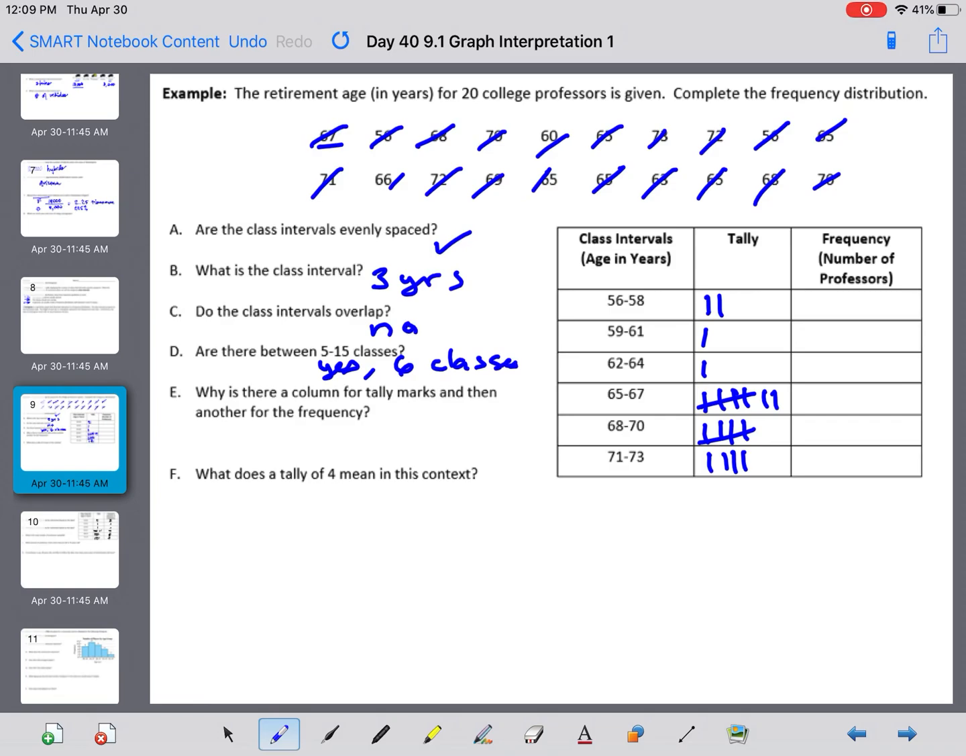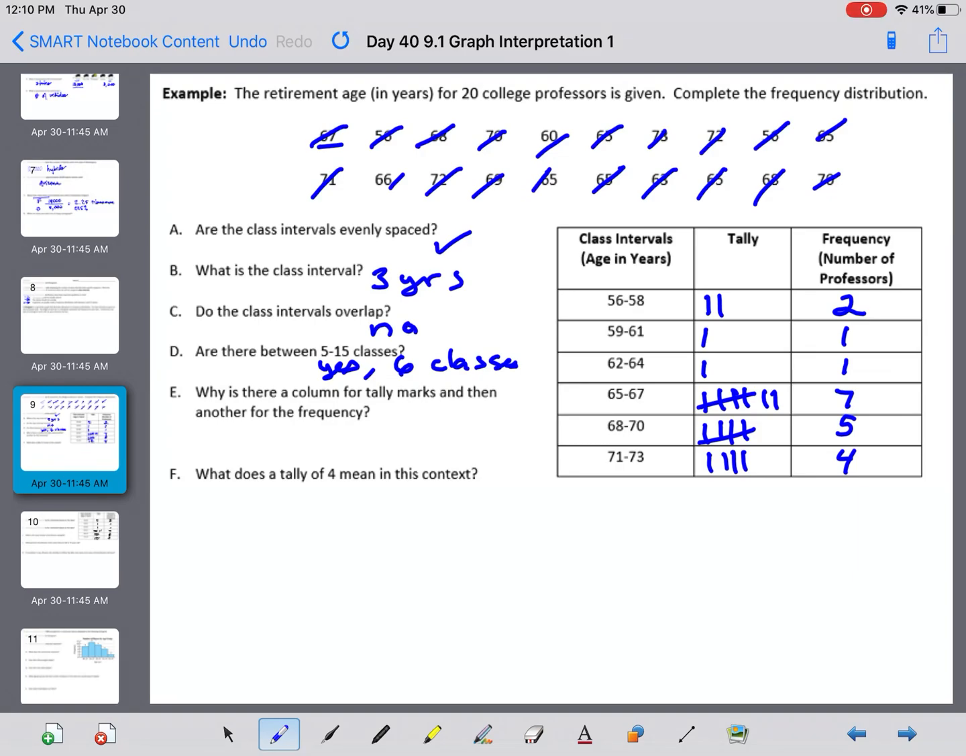All right, so I went ahead and I organized all of the data. So I have my tally marks in that middle column, and then the frequency is the number of professors that fall within that category. So the nice thing about doing the tally marks is now I can just go back, and if I have 2 tally marks in this first interval, that means I have 2 professors that fall in that category. So then I would have 1 and 1. This one looks like 7, and then 5, and then 4. So that's a quick way for me just to sum up how many people fall within each category.